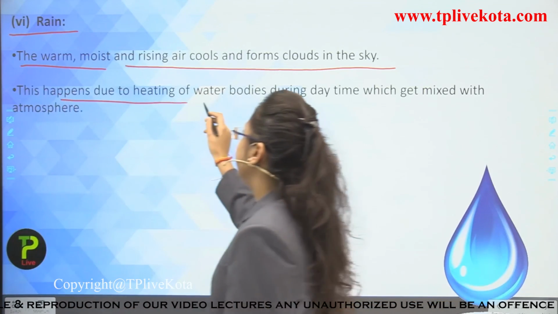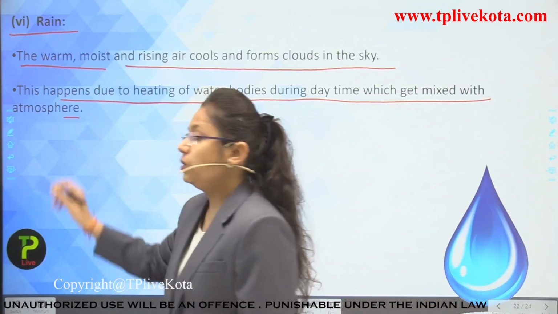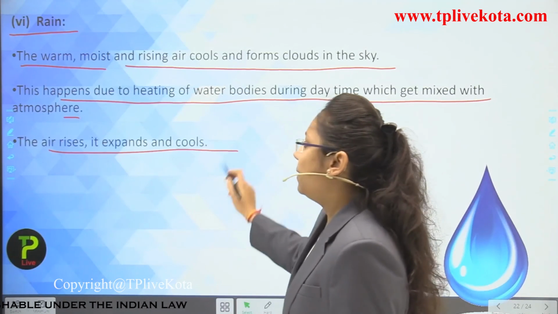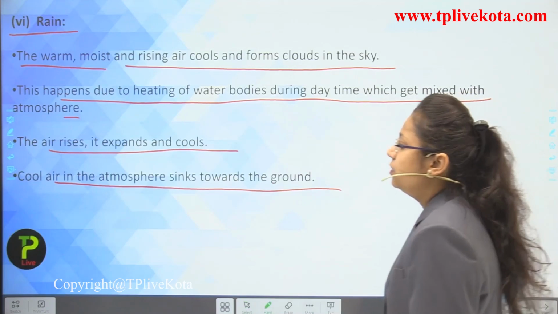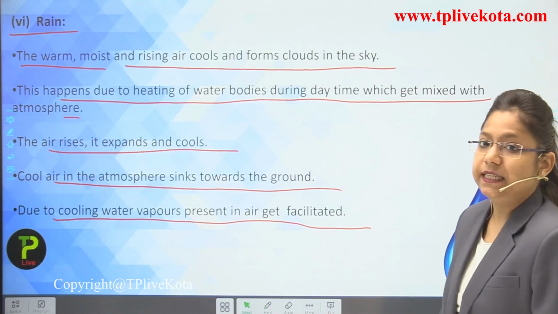That happens due to heating of the water bodies during daytime, which get mixed up with the atmosphere. So they produce water vapor which reaches the atmosphere. Next, the air rises, it expands and cools. Next, cool air in the atmosphere sinks towards the ground. Next, due to cooling, water vapor present in the air gets condensed.